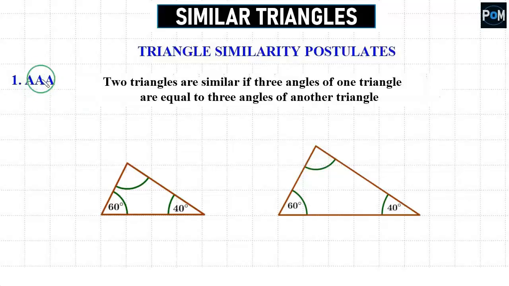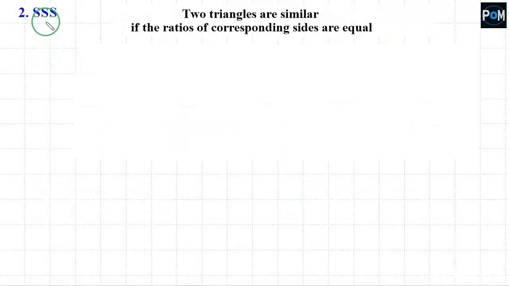So the angle, angle, angle postulate can basically be shortened to just two letters A. If we know that two angles are identical in one and the other triangle, then we already know that the triangles are similar. And this is probably the most important postulate of triangle similarity. It is most commonly used. The second postulate is side, side, side.